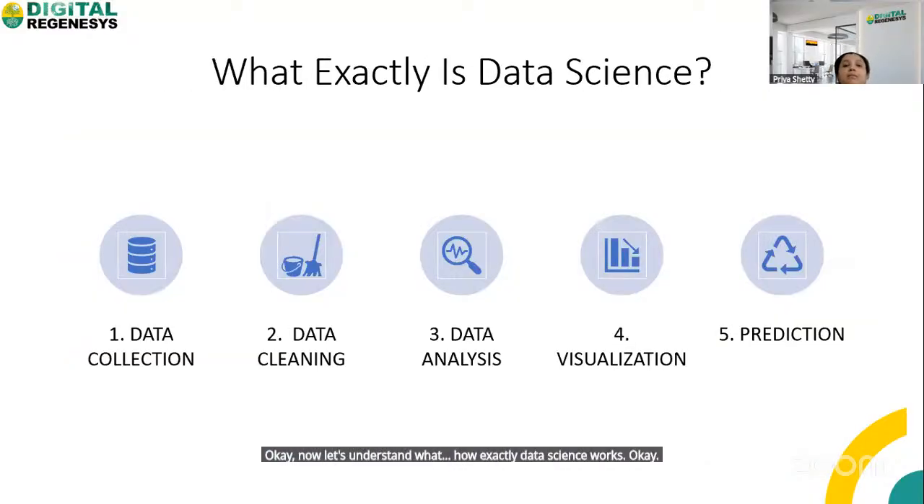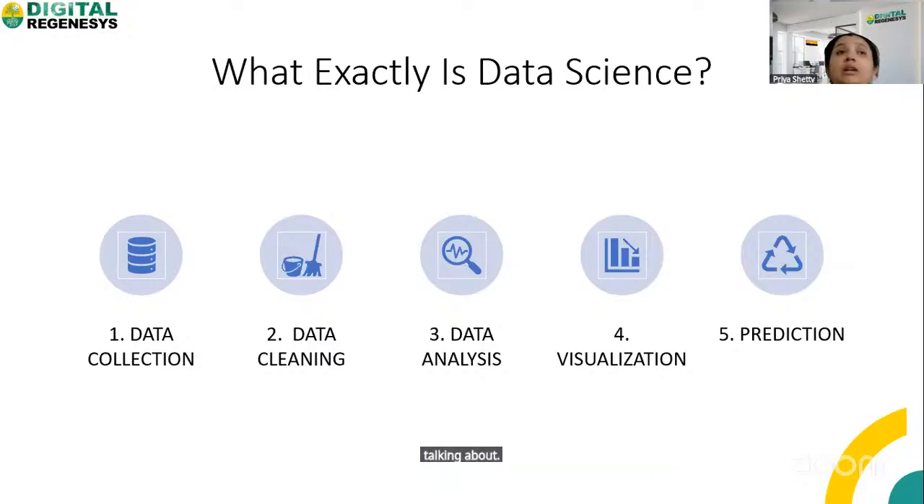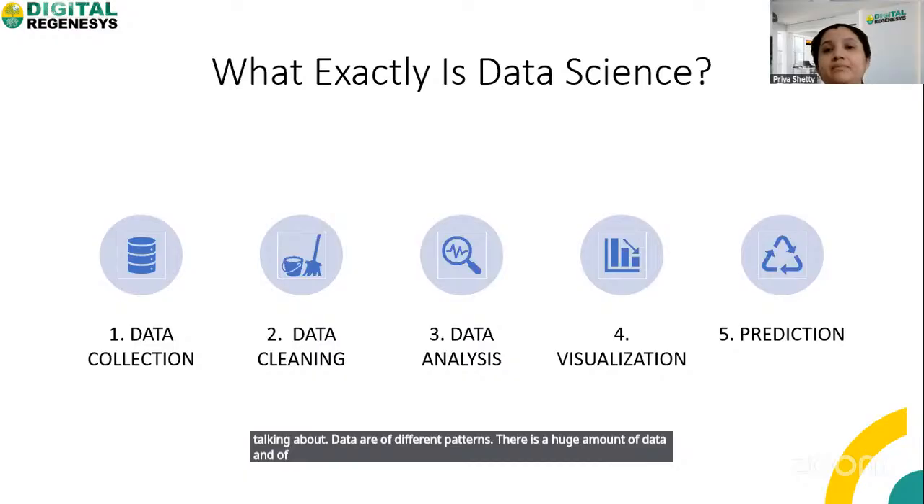See, data science is a huge amount of data where you are applying different techniques, performing your research work. That's why it is called data science. Now, what kind of data am I talking about here? Data are of different patterns. There is a huge amount of data, of different types.